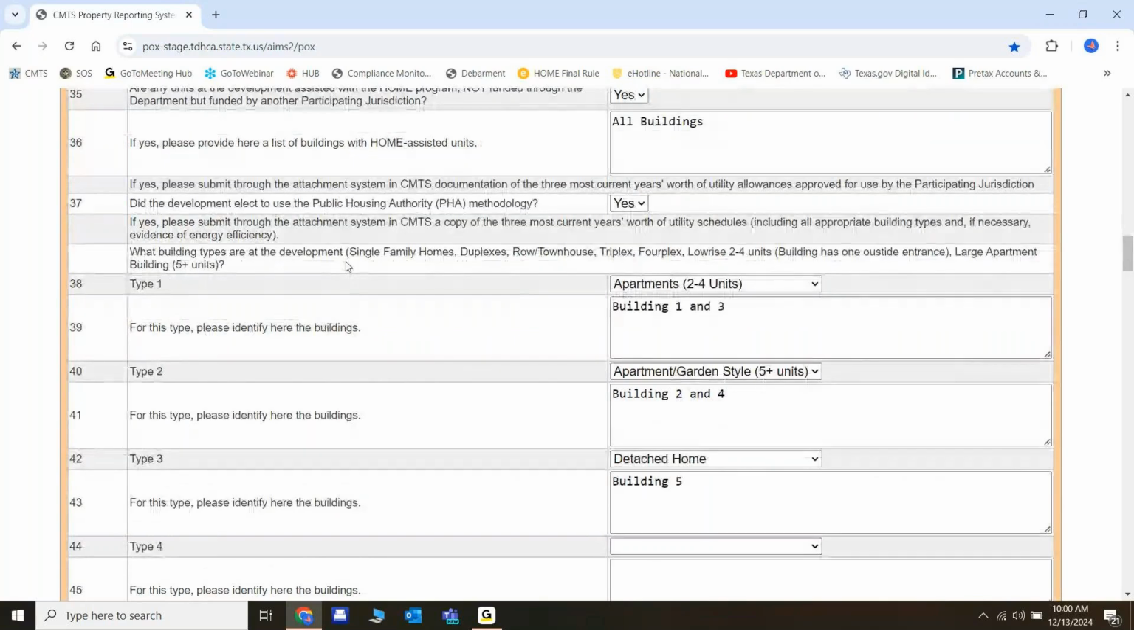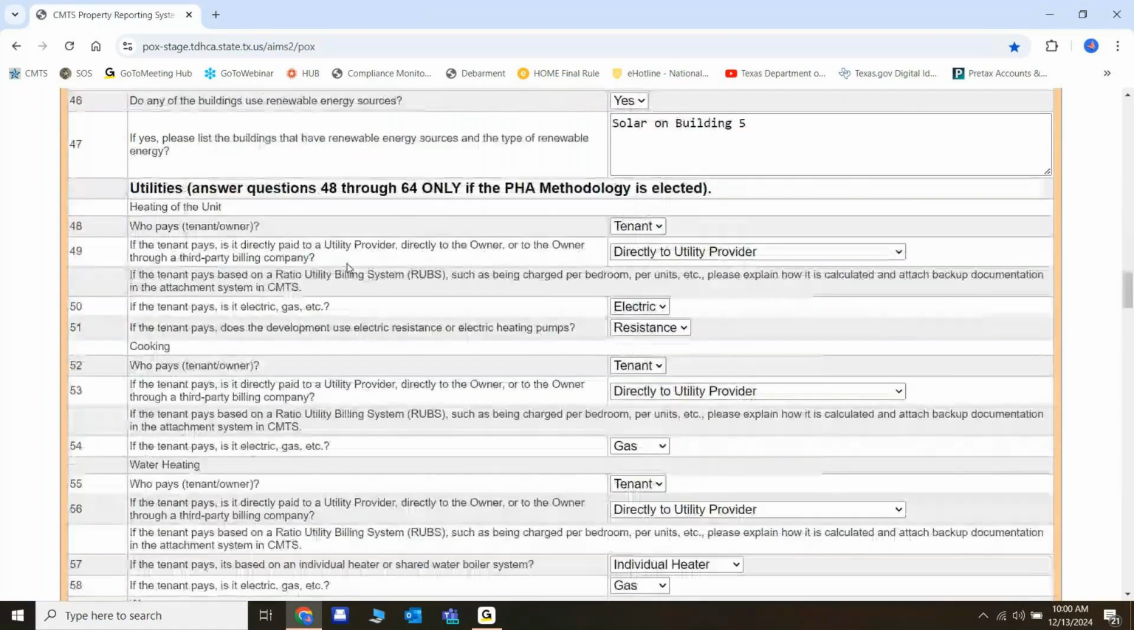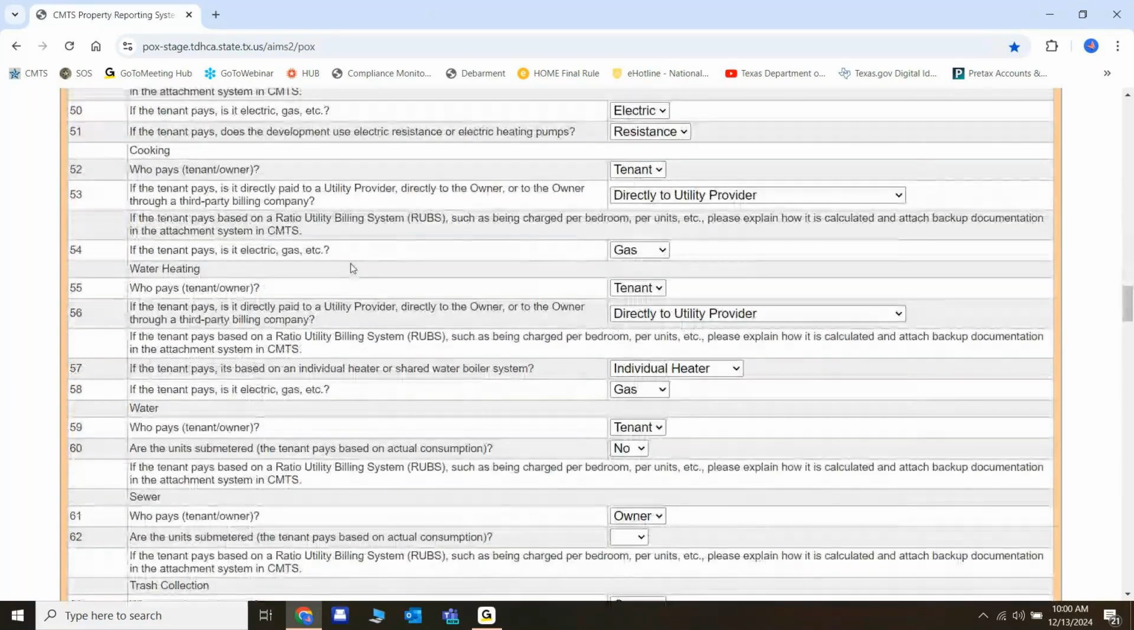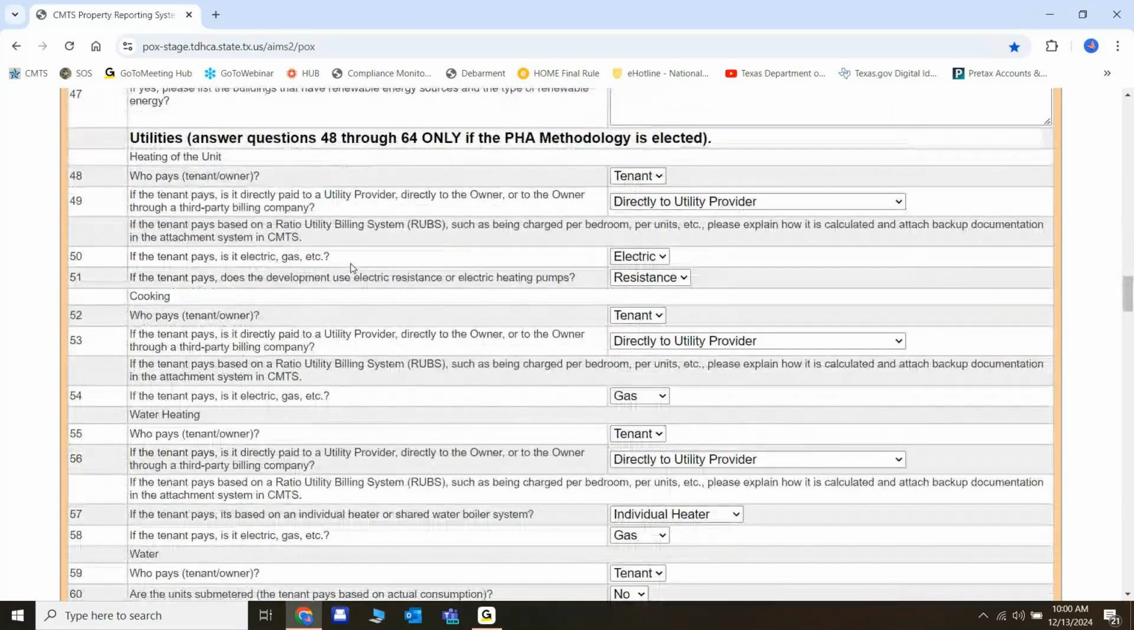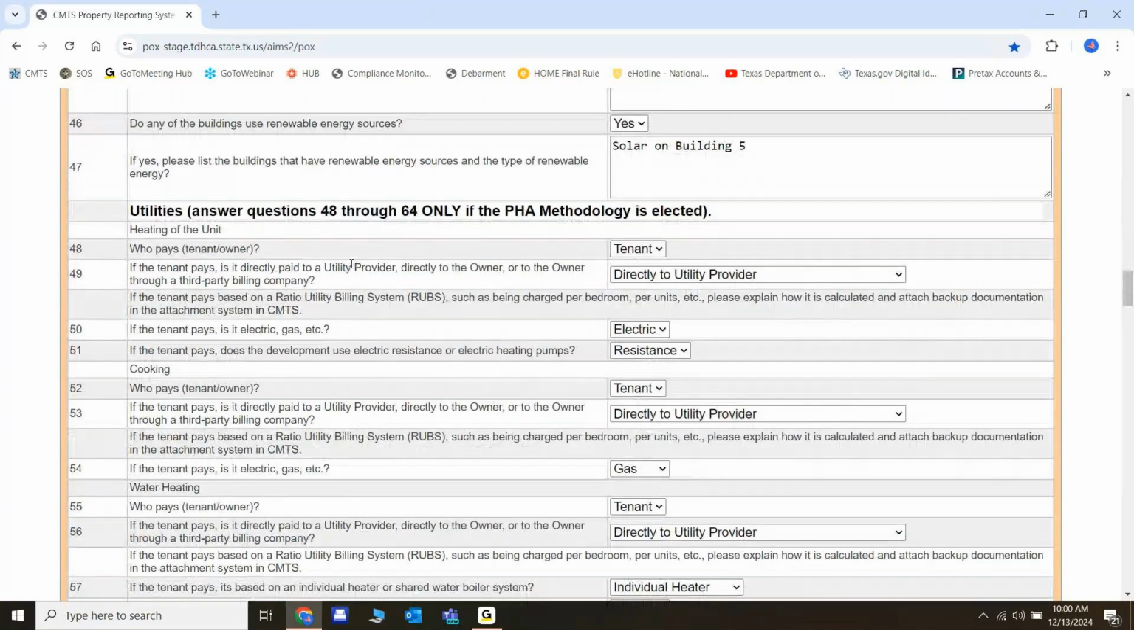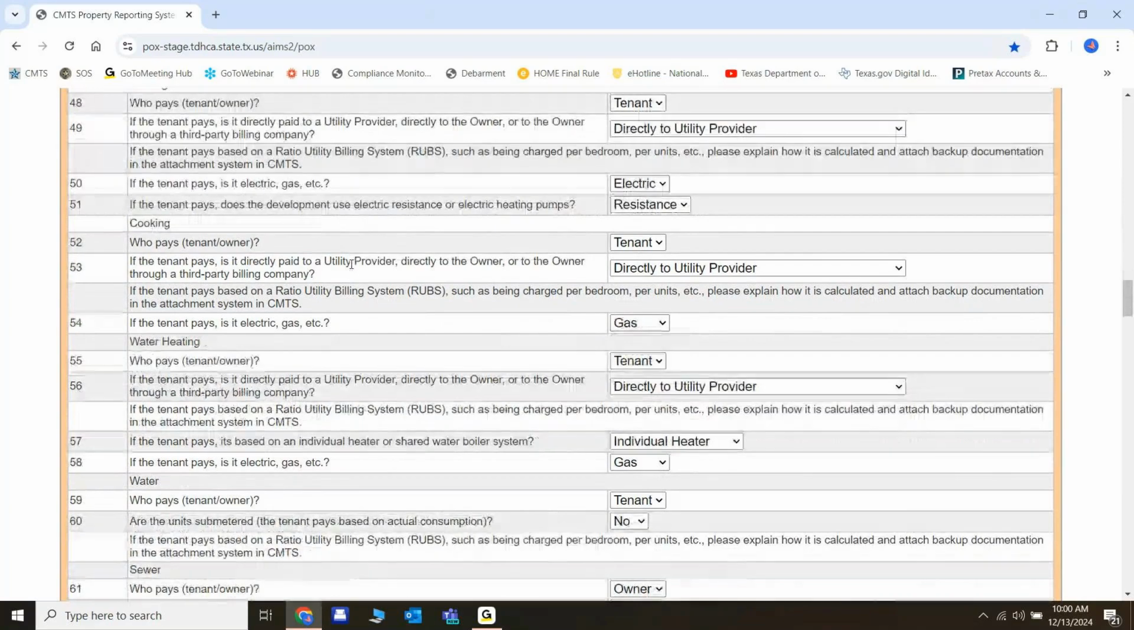But if it is our funding and it is any of the other methodologies, we've already reviewed. You've already answered all of these questions in your utility allowance questionnaire packet when you submitted it for review. We already have all of these answers. It's already been reviewed by our UA team. It's already been uploaded in CMTS. You don't have to answer these questions again.